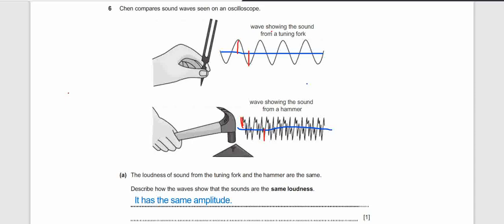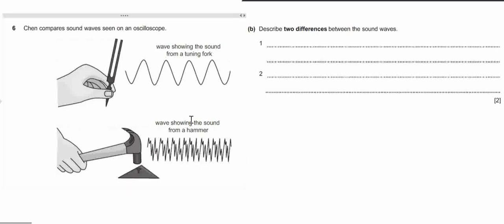Next question, 6b. Right now we are in the 6b. Same question. Question B, describe 2 differences between the sound waves. 10 seconds from now, we have to give 2 points.